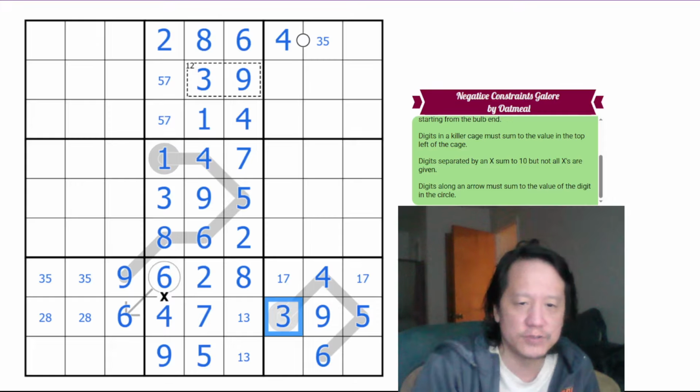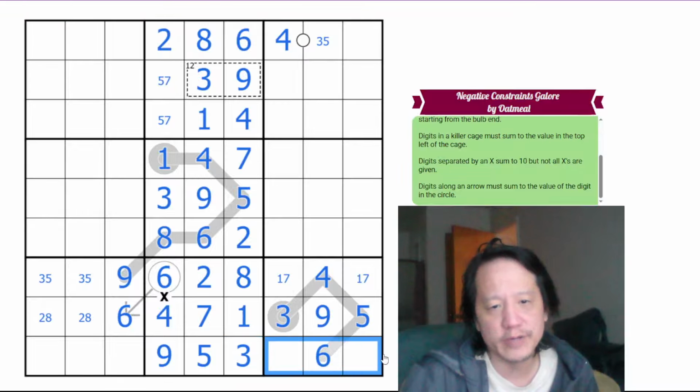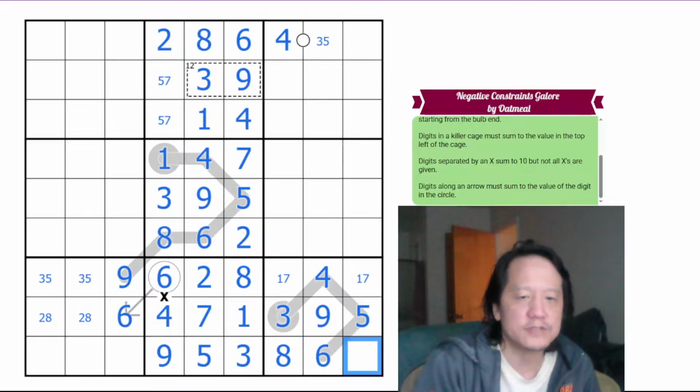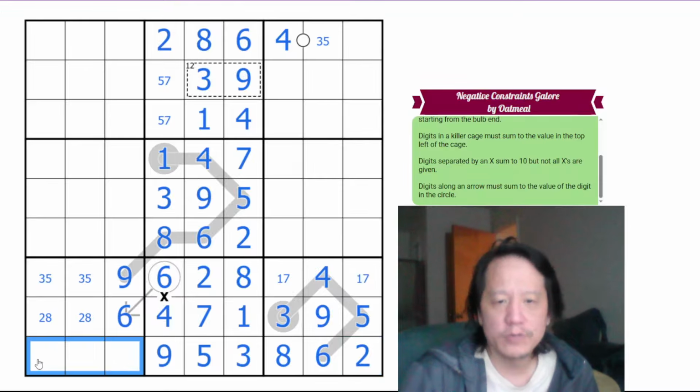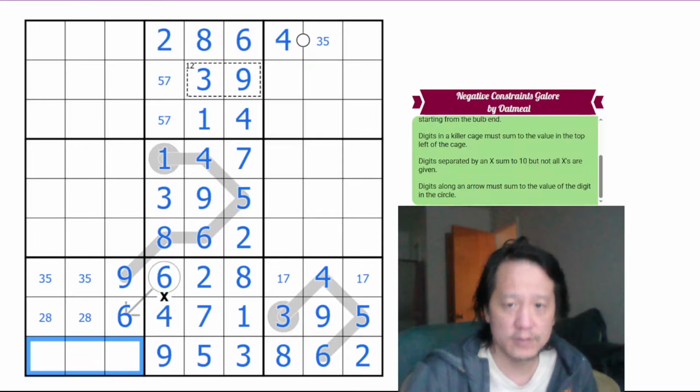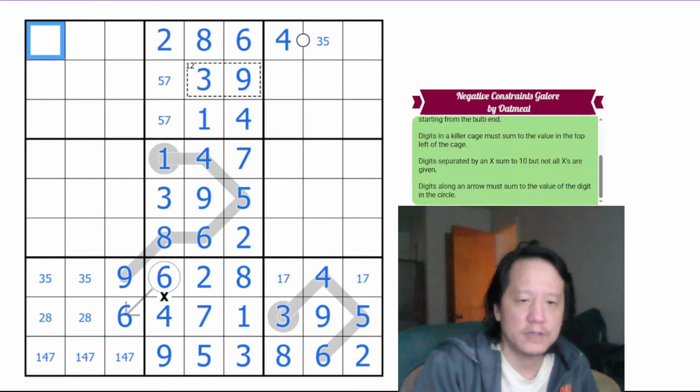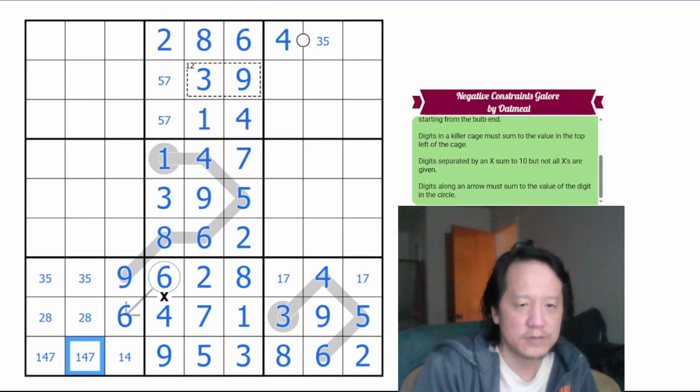So this is 3, which makes this 1, which makes that 3. We have only 2 and 8 remaining in this lower right-hand box, and 2 is consecutive with 3. So this is 8, this is 2. Remaining digits in row 9 are 1, 4, and 7. 7's consecutive with 6, so this can't be 7. Okay.